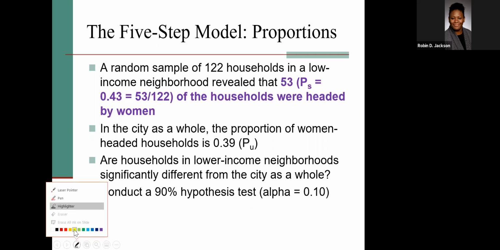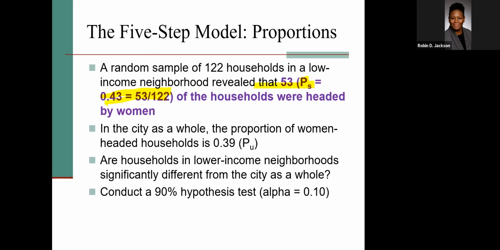Or it's in purple text, excuse me. But here's the P, the PS, and here's the number for it. And if you're wondering, well, how did you get 0.43? That's basically you take the number that you're looking at and you divide it by the whole group. So 53 divided by 122. So the proportion of women-headed households is 0.43, okay?